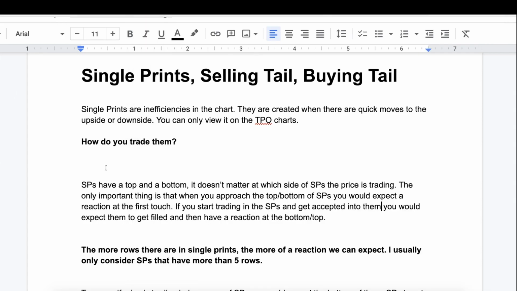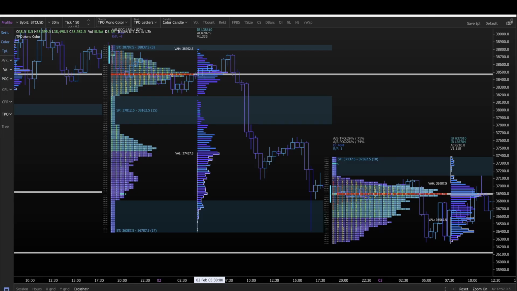All right, y'all. In this session, we are going to be talking about single prints, selling tails, and buying tails. Now, single prints are inefficiencies in the chart, and they are created when there are quick moves either to the upside or to the downside. Now, you can only view these in TPO charts, but the one thing I really want to highlight is that when we have single prints, it's going to happen when we have a very large candle with a very quick move to the upside or to the downside.